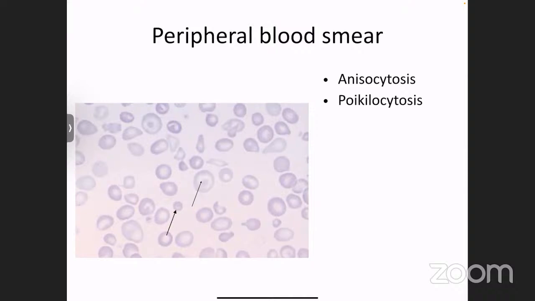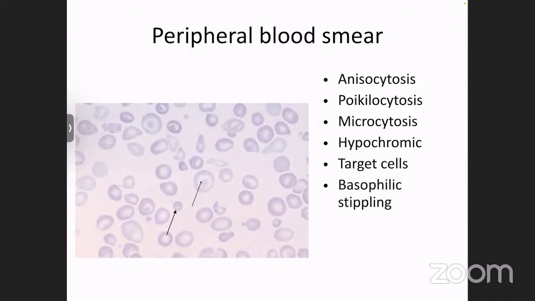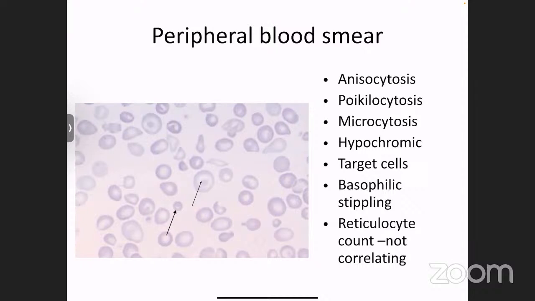Poikilocytosis is a variation in the shape, as you can see in this picture. Microcytes, all the RBCs will have microcytosis. Hypochromic, yes, the color is low. And as you have already discussed, we have target cells. Basophilic stippling, an important feature in thalassemia, and there are other causes of basophilic stippling, which I'll show you in the next slide. And reticulocyte count, as I said, it won't be correlating. Okay, so this is a peripheral blood picture.